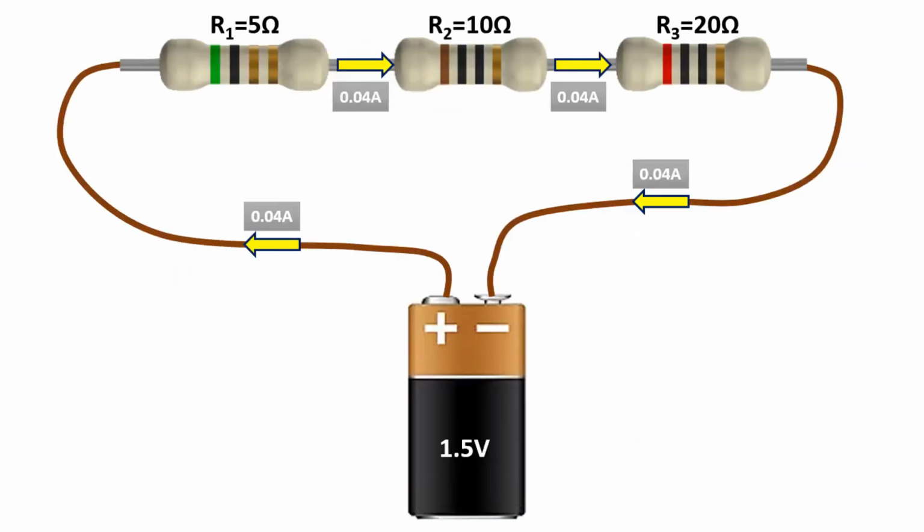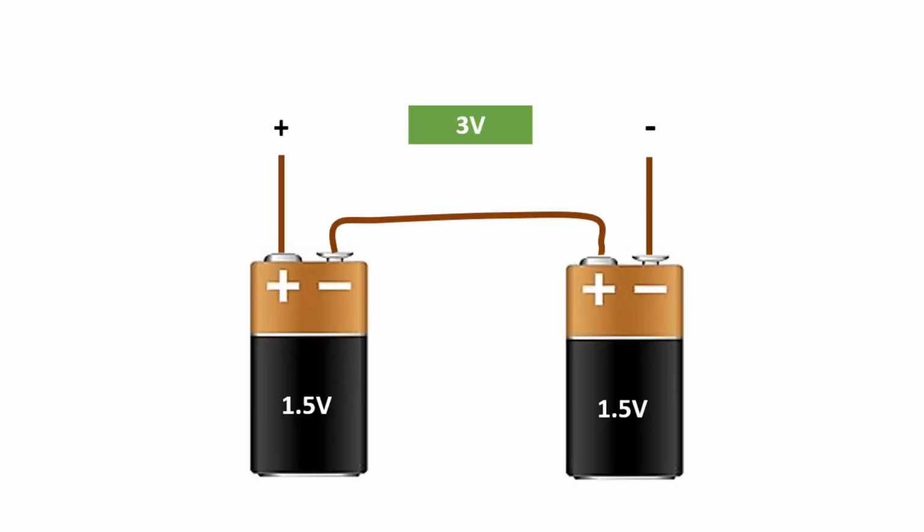In series-connected circuits, the same current flows through all circuit elements. We must not forget this. Because there is only one path for the current to flow, and this current has to be the same at every point. When we connect the batteries in series, we get higher voltages.